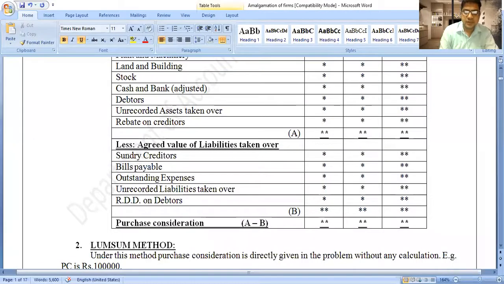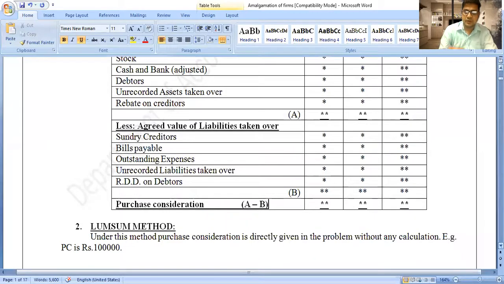Now, friends, there is one more method, that is the lump sum method. The term lump sum means whole amount, full amount. Under this method, purchase consideration is directly given in the problem without any calculation. For example, the purchase consideration is rupees 1 lakh. No need to calculate anything. It is 1 lakh. It is called the lump sum method.